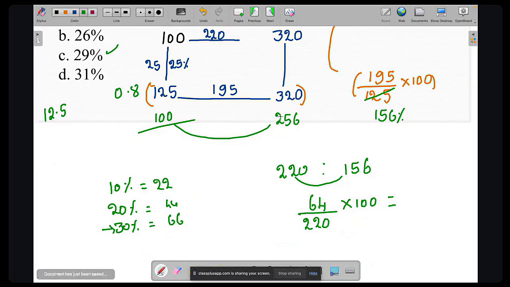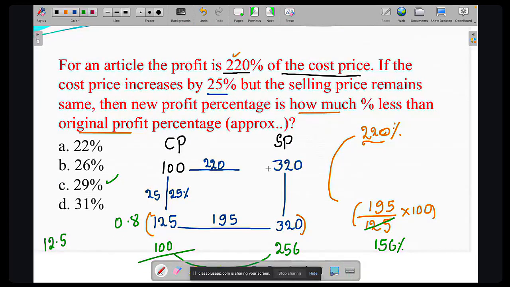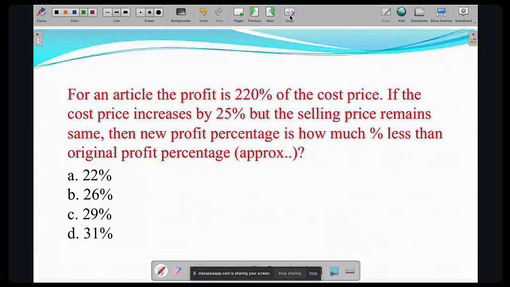The question I asked, look at the question. I will explain this question once again completely. For an article, the profit is 220 percentage. I have an article and I'm assuming 100 rupees is the cost price. I am selling that article at 220% profit, which means I am selling it for 320. Is the first statement clear?